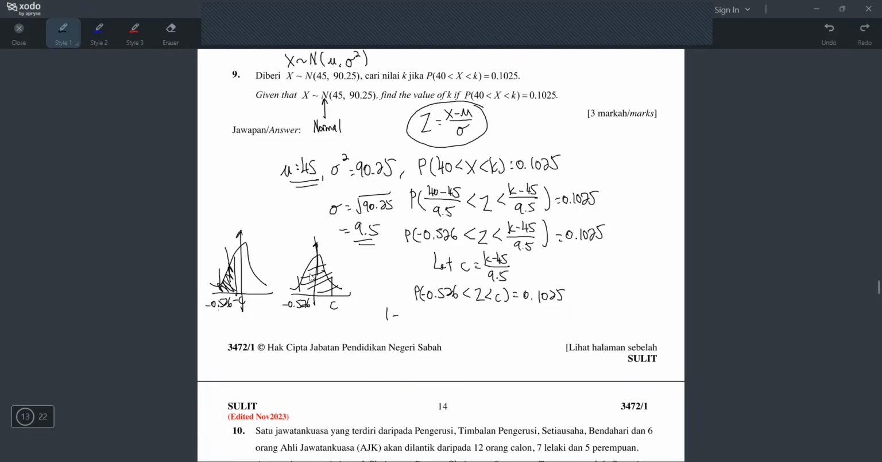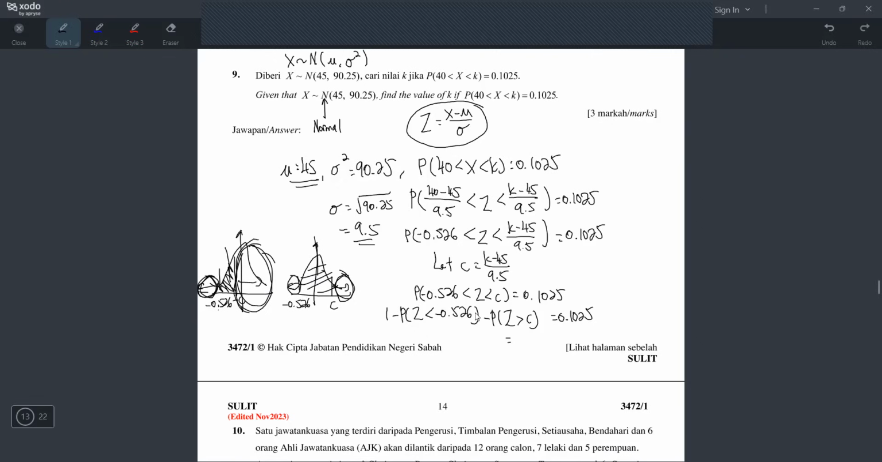Since there's no way to know whether it's positive or negative, I will use the 1 minus punya cara. 1 minus what? 1 minus P(Z smaller than negative 0.526), which is the area, this one I circle. And then don't forget to minus with P(Z bigger than C), right? This part. It doesn't matter whether it's this case or this case, you will still take 1 minus this area and this area, which is the same. P(Z smaller than negative 0.526) and P(Z bigger than C), right? Equals to 0.1025. For now, I still don't know whether my C is positive or negative, but now at least I can pindah.